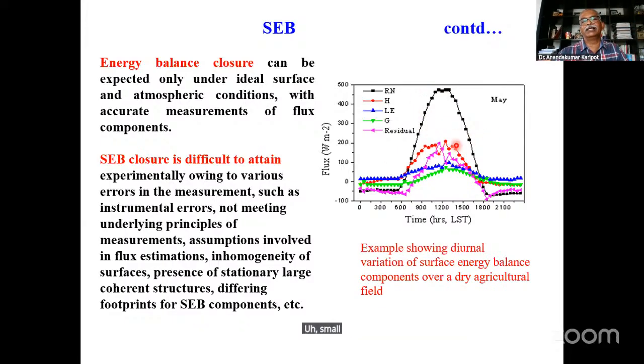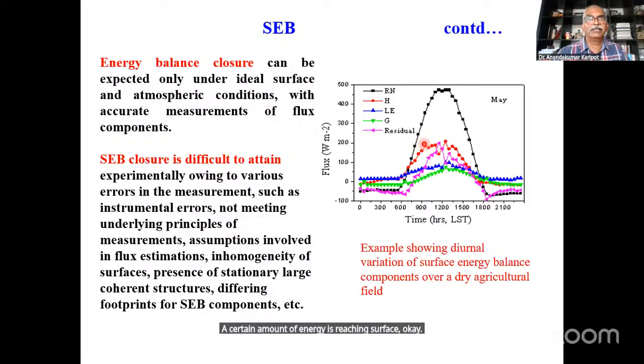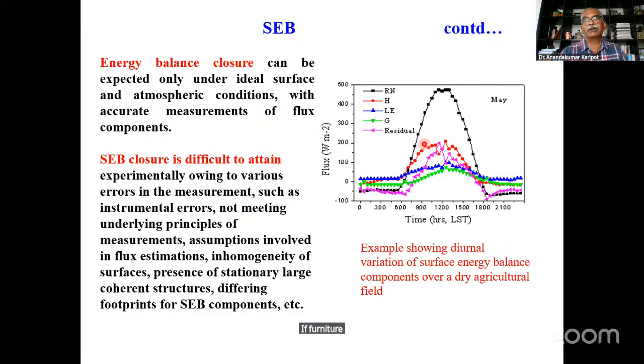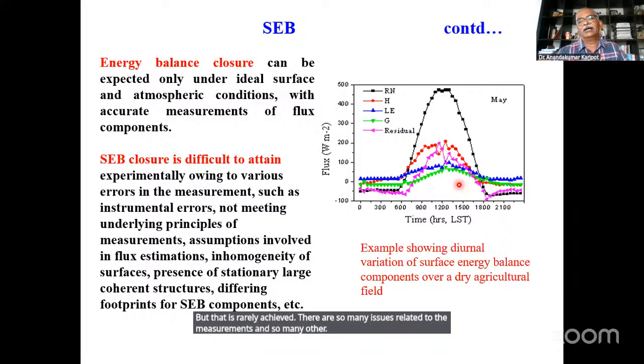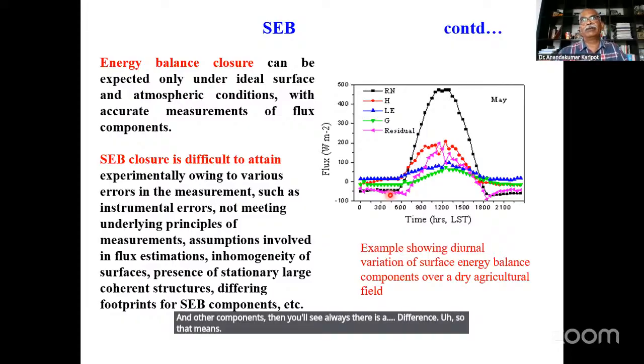Then looking at the energy balance, what we expect is that a certain amount of energy is reaching the surface, and it is partitioning into all the other three components with perfect matching. If net radiation is 200 watts per meter square, the other three components together should be 200 watts per meter square. But that is rarely achieved. There are so many issues related to the measurements and so many other physics involved. So there will always be a residual. If you take the difference between net radiation and other components, you will always see a difference. That means energy balance is not perfectly achieved.